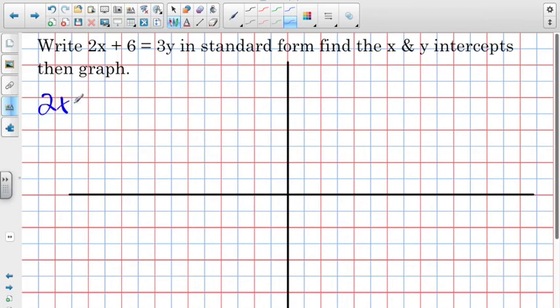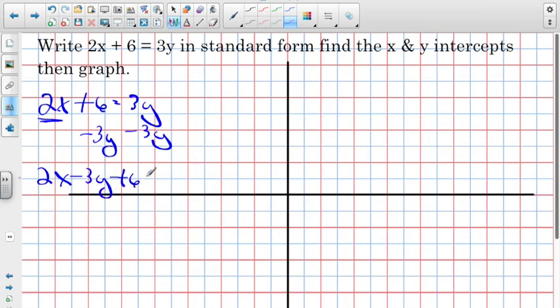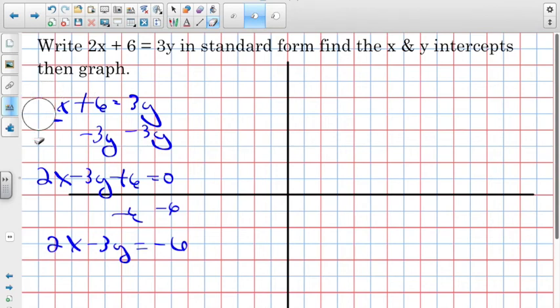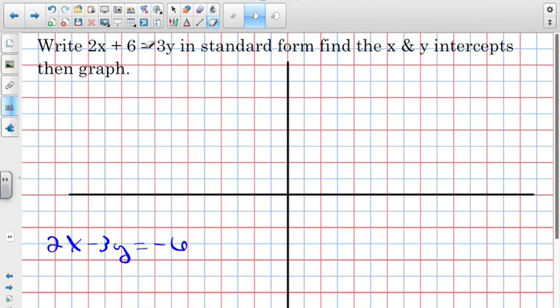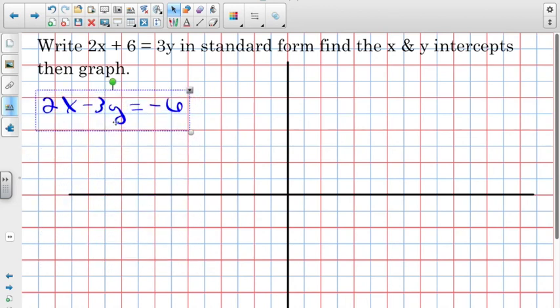Well, if I have 2x plus 6 is equal to 3y, the x is positive. So on one side of the equation, I need to get the 3y over there. So let's subtract 3y, and then I'm left with 2x minus 3y plus 6 is equal to 0. Now I have to get the 6 to the other side, so I'm going to subtract 6. So I get 2x minus 3y is equal to negative 6. Now I've got it in standard form. So let's get rid of all of this, and before I do that, let's move this up here. Okay, so that's my equation in standard form.